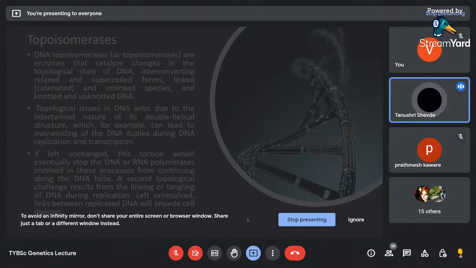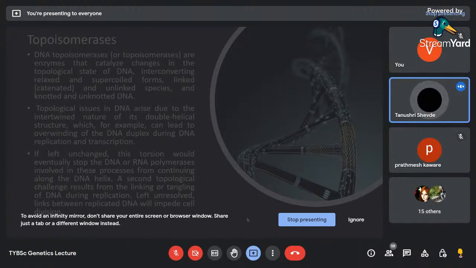DNA topoisomerases, or topoisomerases, are enzymes that catalyze change in the topological state of DNA, interconverting relaxed or supercoiled forms, linked, catenated, and unlinked species, and knotted or unknotted DNA. Topological issues in DNA arise due to the intertwined nature of its double helix structure. For example, this can lead to overwinding of the DNA duplex during DNA replication and transcription.